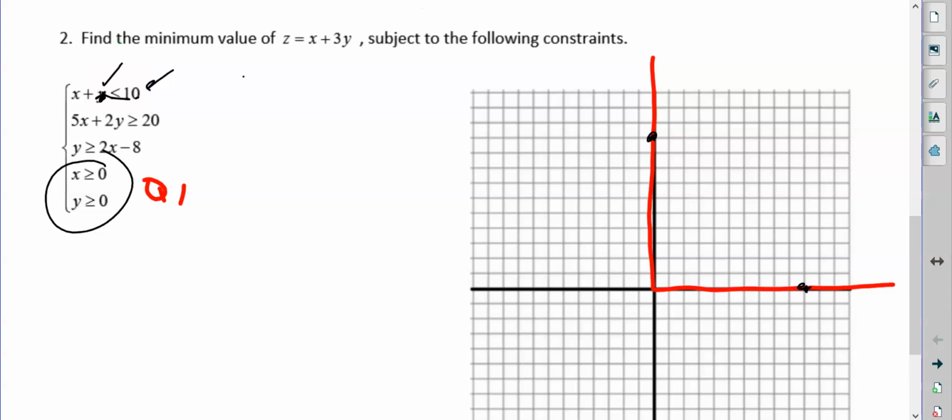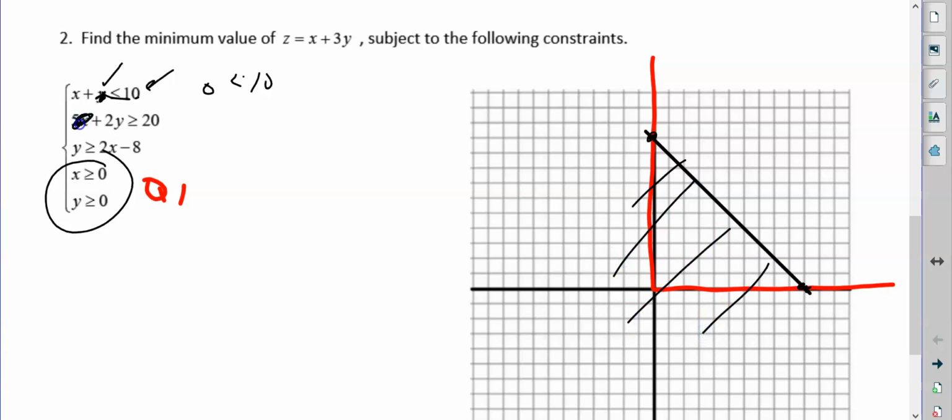So then I have my line here. Yes, it should have arrows at the ends and all that good stuff. Now you want to test. So I'm going to plug in 0, 0. 0 is less than 10. That's true. I shade this way. That's all I need to do to shade.